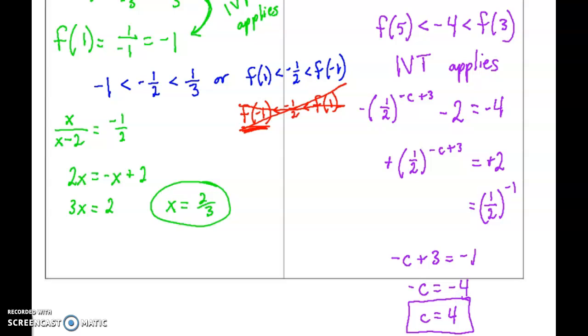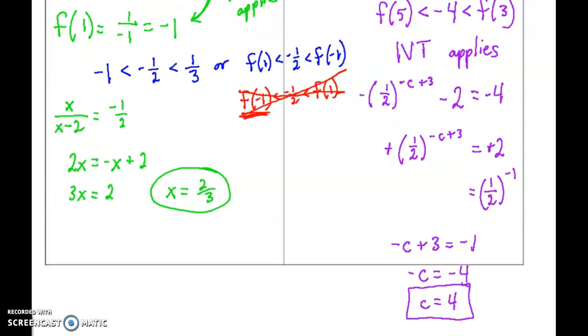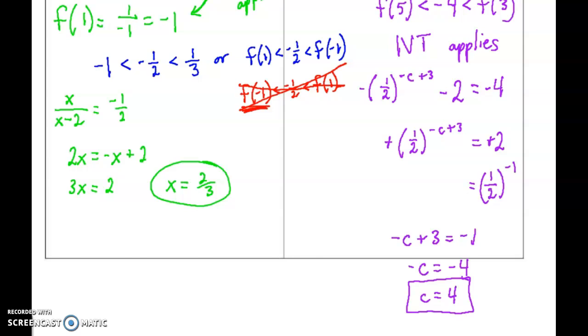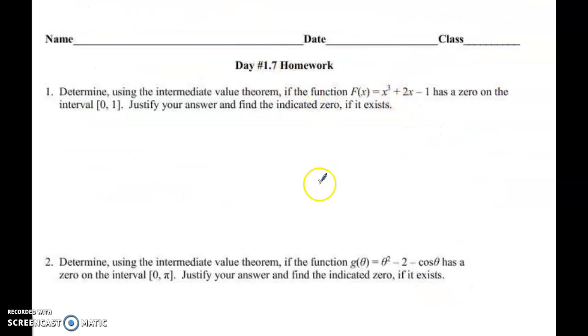But don't forget that your calculator will do all of this math. I think you should be ready to do the assignment now. And good luck.